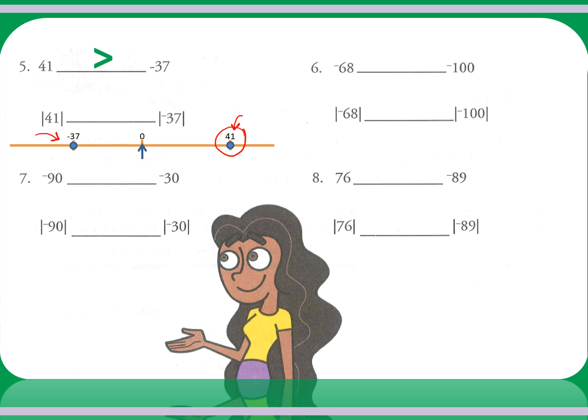Now we're going to compare the absolute values. The absolute values would be 41, and negative 37's absolute value would be 37. In this case, 41 is greater than 37.